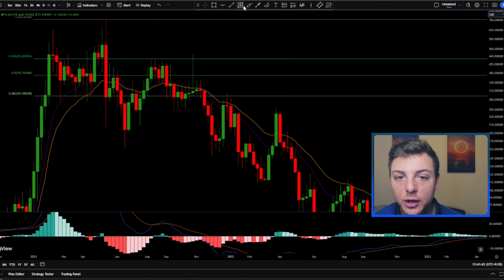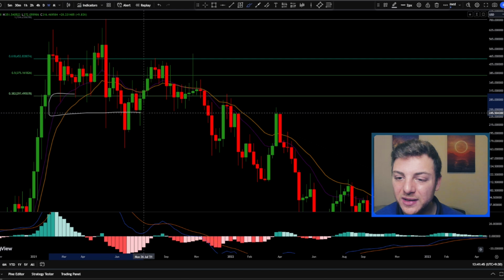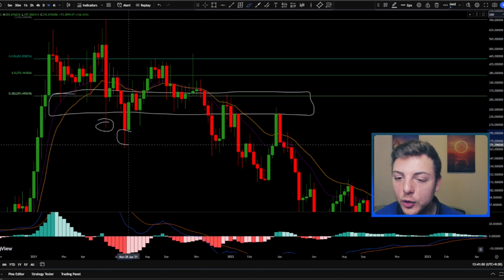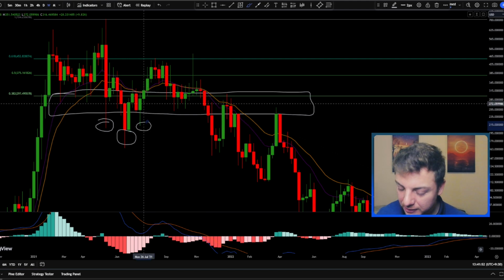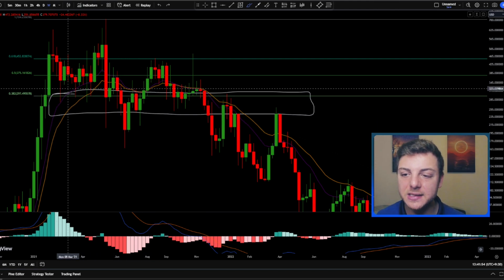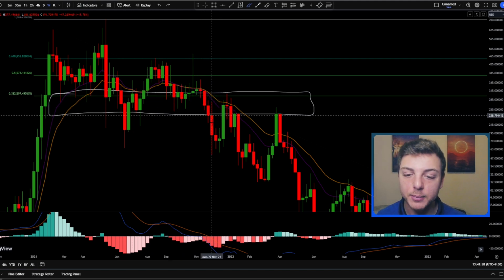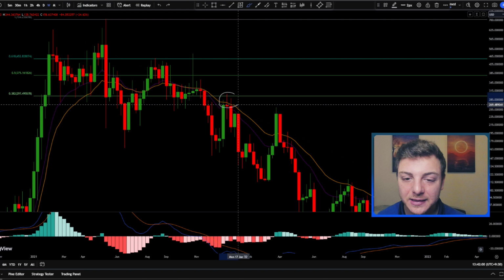So there's definitely a lot of support in this area. All through this area right here, you can see how that actually encapsulates. There are a few wicks to the downside, but you can see how they're quickly reversed to the upside. So basically, this box definitely acts as a really strong support level initially, but once we got those really strong breakdowns, they're acting as resistance.